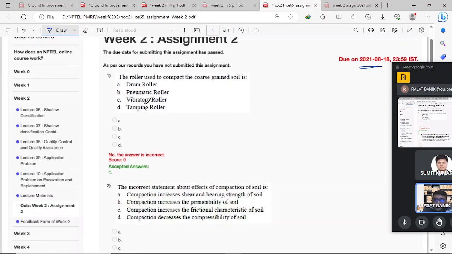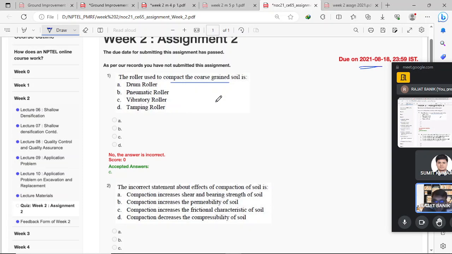First, question one: the roller used to compact coarse grain soil, which is very suitable. We know that coarse grain soil is very suitable when vibration is applied. With minimum compaction energy or compactive force, by applying vibration we can easily compact coarse grain soil, because during the application of vibration the particle to particle resistance reduces and the particles come closer.